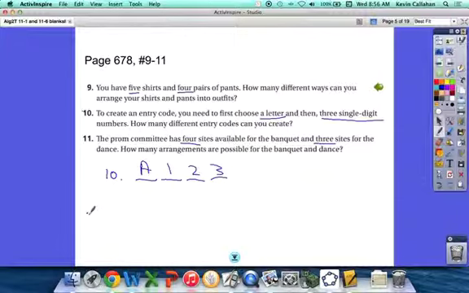Right, so number 10, you're looking, it's like this. You're going to have 4 places. The first one's a letter. The next 3 are numbers. That's all they're saying.